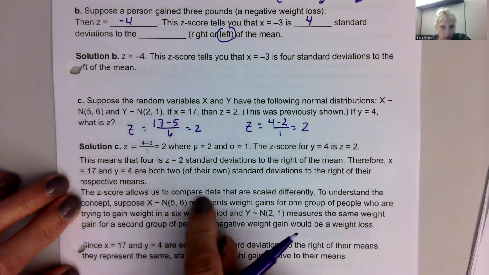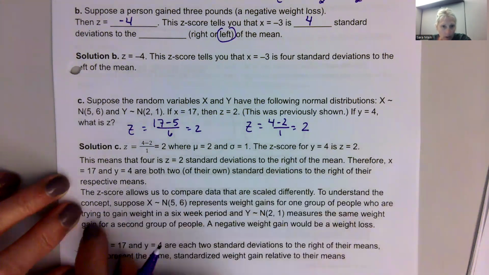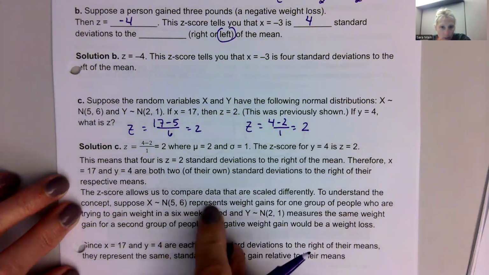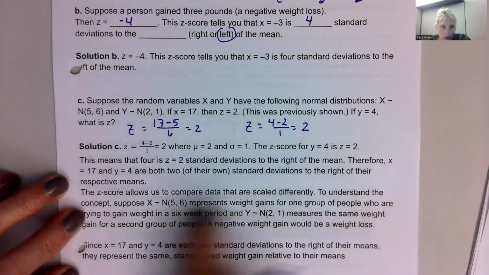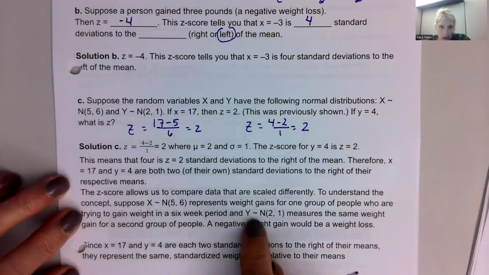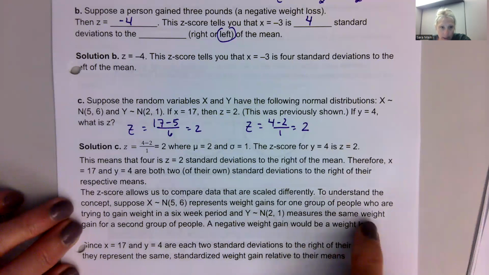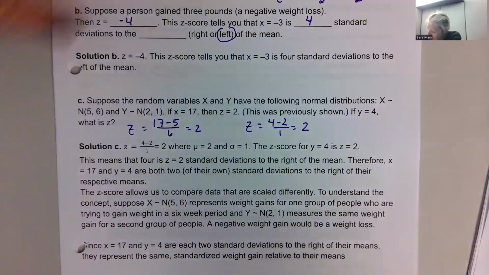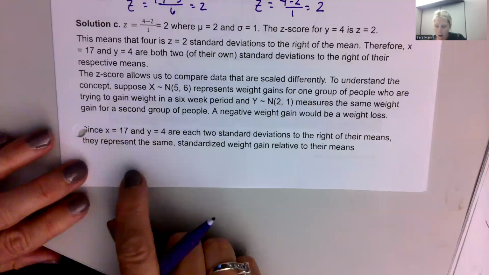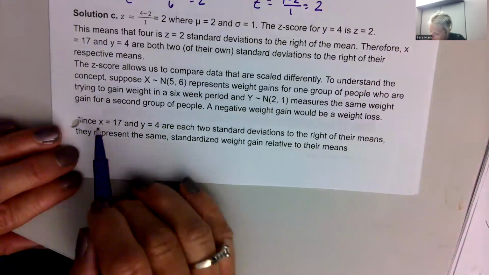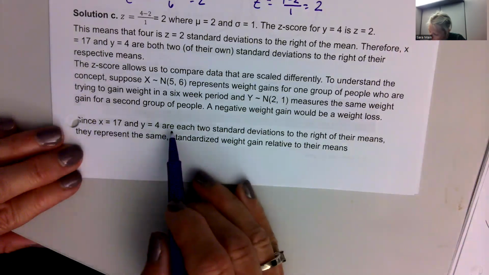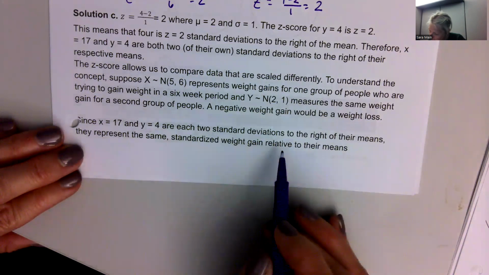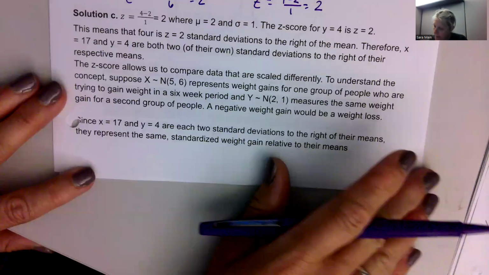The z-score allows us to compare data that are scaled differently. To understand the concept, suppose that x, normally distributed, represents weight gain for one group of people who are trying to gain weight in a 6-week period, and y, normally distributed, measures the same weight gain for a second group of people. A negative weight gain would mean a weight loss. Since x equals 17 and y equals 4 are each 2 standard deviations to the right of their means, they represent the same standardized weight gain relative to their means.